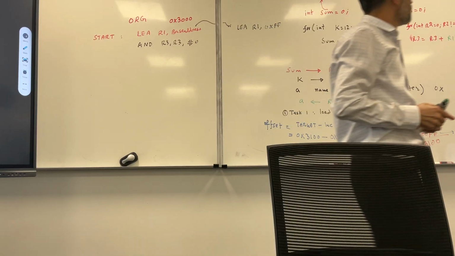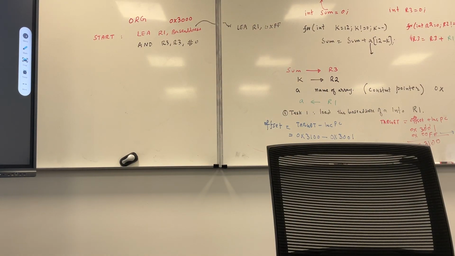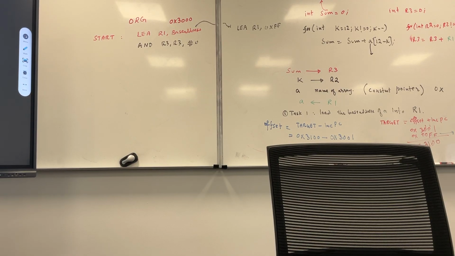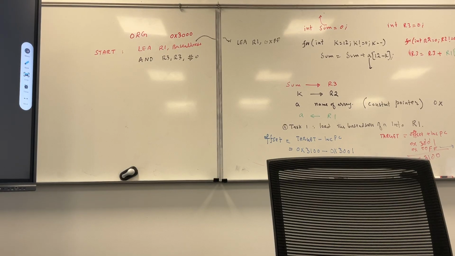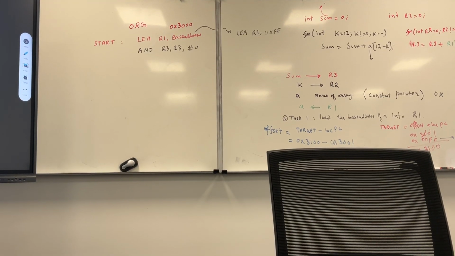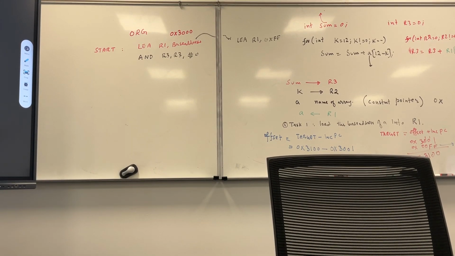Okay, now then we can use a loop variable. We can use a loop. How many times do we need to execute this loop? 12 times. So we need to initialize the loop variable with a value of what?